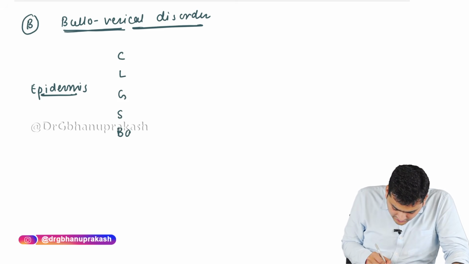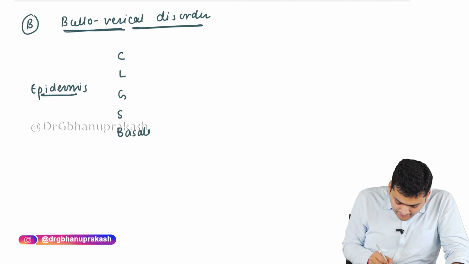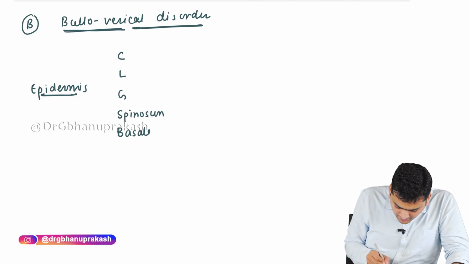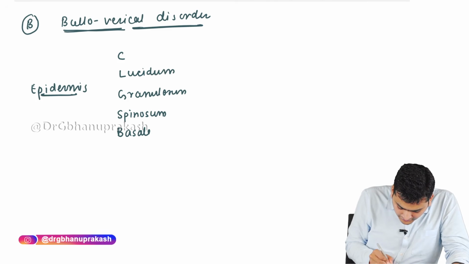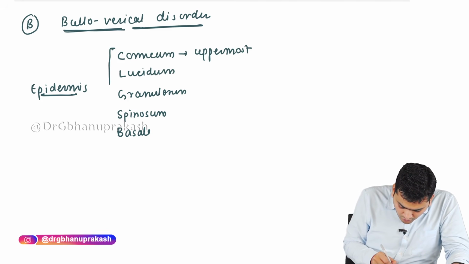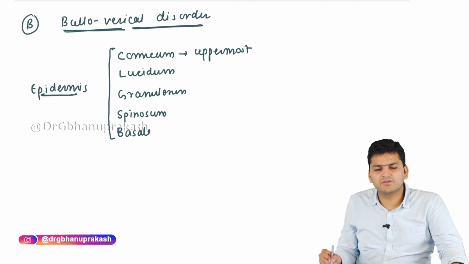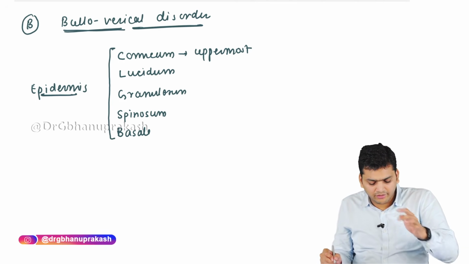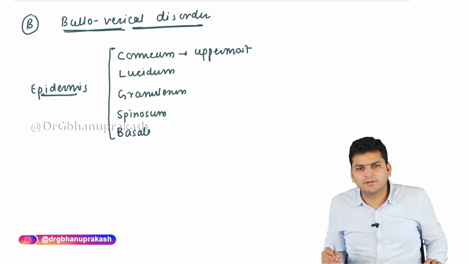The lowermost is the stratum basale, then the stratum spinosum, the stratum granulosum, stratum lucidum, and stratum corneum. The stratum corneum is the uppermost, and the stratum basale is the lowermost in the epidermis. These are the layers in the epidermis: stratum corneum, lucidum, granulosum, spinosum, and basale.